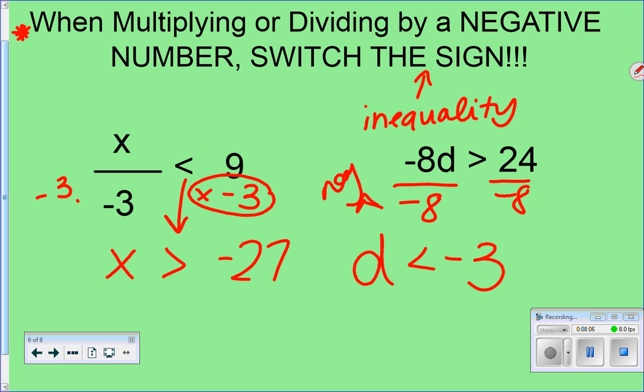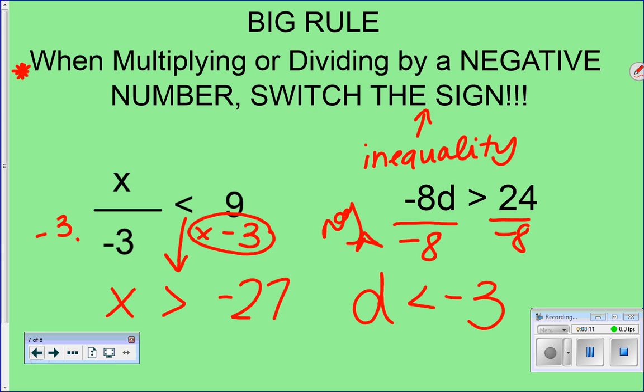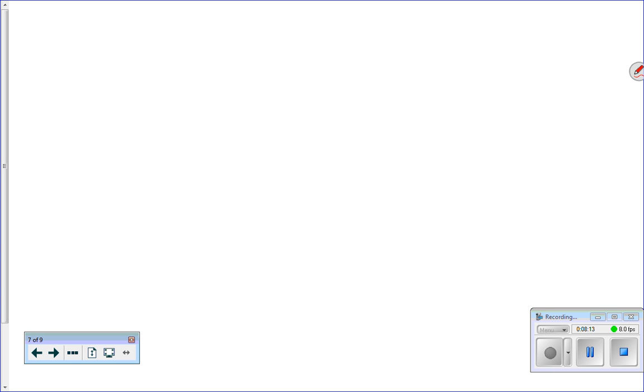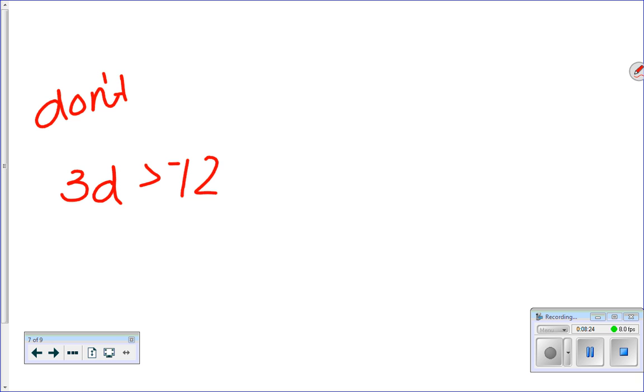I'm going to show you somewhere I don't, and I probably will answer your question. Let me show you somewhere I don't too. Go back. Okay, so this is an example where I do not have to do it. So let's take 3d is greater than -12. This is where I don't have to, even though there's a negative.